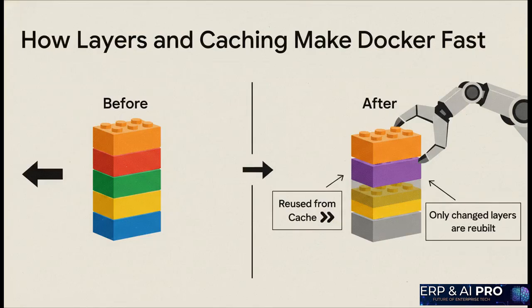Now, why does this layer thing matter? Well, it's what makes Docker so incredibly fast and efficient. See, because each layer is separate, if you only change one tiny thing in your code, Docker is smart about it. It doesn't have to rebuild the entire thing from scratch. Nope, it just grabs all the old, unchanged Lego bricks from its memory, we call that a cache, and it only rebuilds the one layer that actually changed. This saves a huge amount of time and space on your computer.